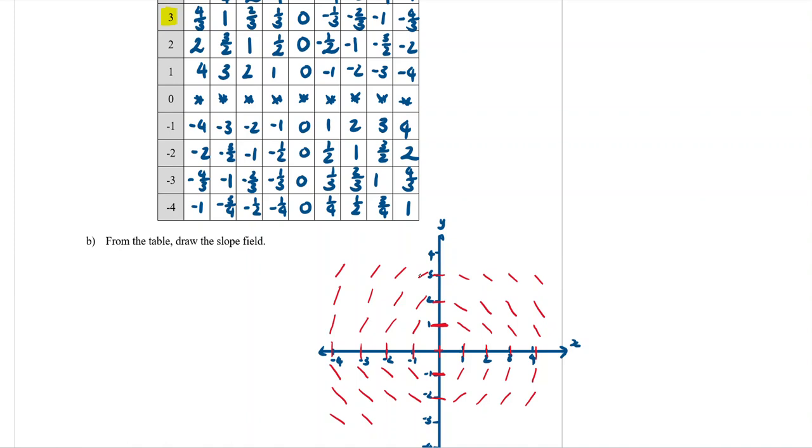Are you just copying mine? You shouldn't be copying mine. You're meant to be drawing these, but thank you for finding it.